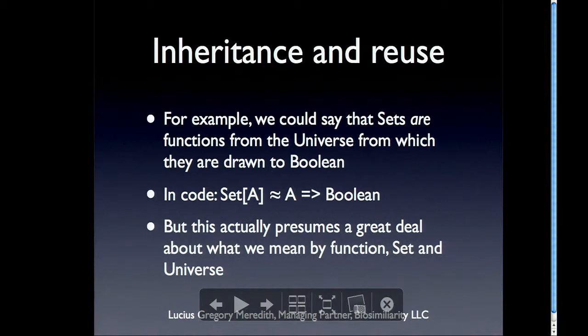So we could say that sets are functions from the universe from which we build all sets to Boolean. Okay, so my set, if something is in the set, true. If it's not in the set, false. Right? So I could look at every set as though it were a function. So if I were writing Scala code, we'd want to say something like this: set A is the same as A to Boolean. It turns out, though, that a statement like this presumes a great deal about what sets are and what functions are and what universes are.